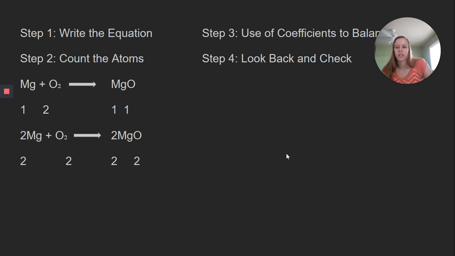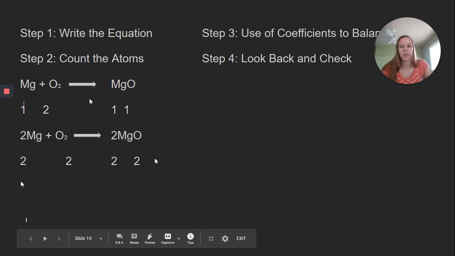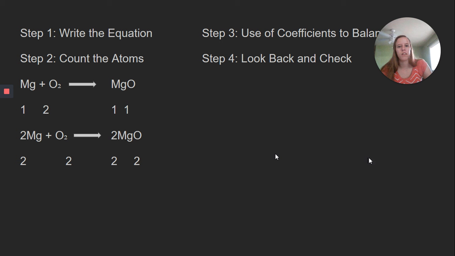Now we're going to look back and check. We look back and check, and they all match up, 2, 2, and 2, and 2. So that's correct. Now let's look at the next one.